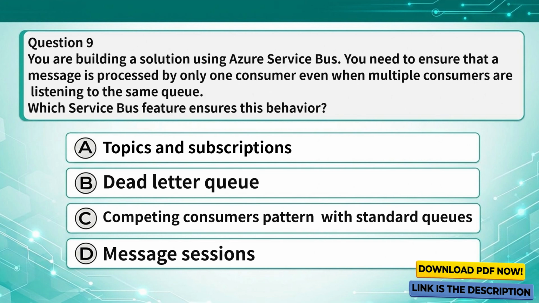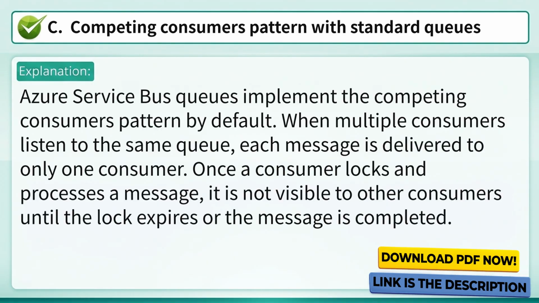Question 9. You are building a solution using Azure Service Bus. You need to ensure that a message is processed by only one consumer even when multiple consumers are listening to the same queue. Which Service Bus feature ensures this behavior? A. Topics and subscriptions. B. Dead letter queue. C. Competing consumers pattern with standard queues. D. Message sessions.